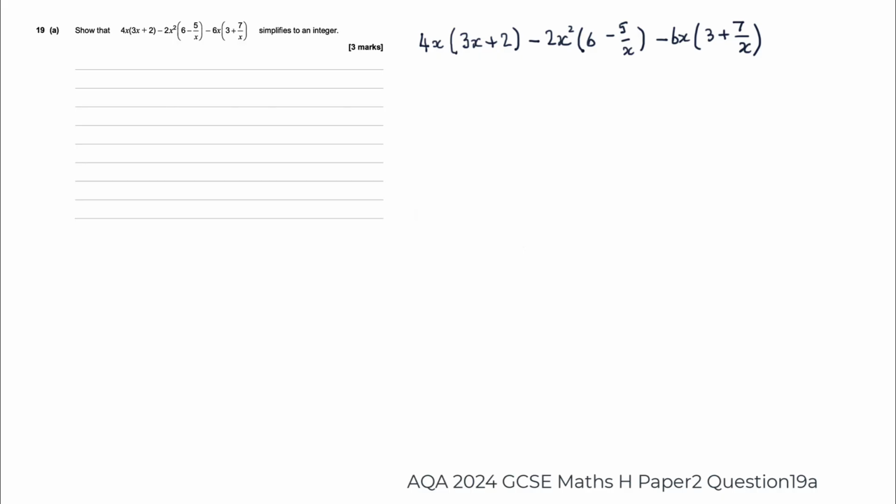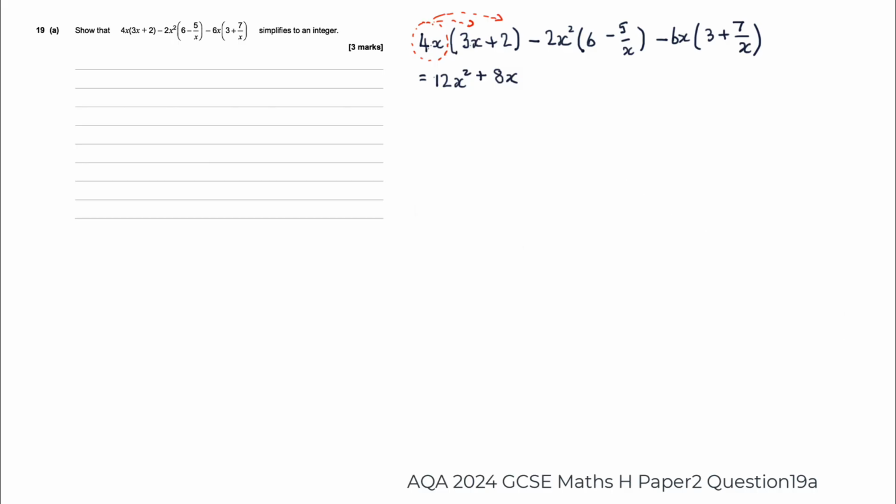Now, first of all, let's do this 4x. And we're multiplying both the 3x and the 2 by that 4x. So 4x times 3x, 4 times 3 is 12. X times x is x squared. 4x times 2, 2 lots of 4x, 8x.